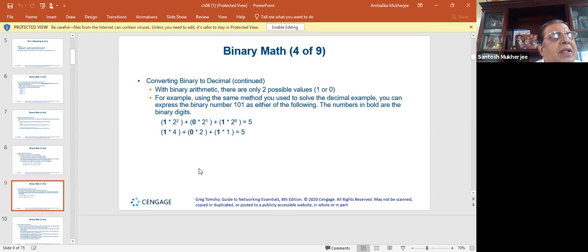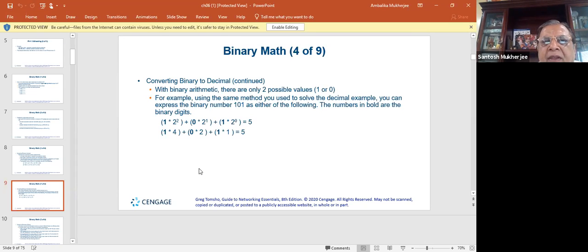If you want to represent 101, how do you do that? 1 into 2 to the power 2, which means 2 into 2, is equal to 4. 1 into 4 is equal to 4. Plus 0 into 2 to the power 1, which is equal to 0. And 1 into 2 to the power 0 is equal to 1. So it comes 4 plus 0 plus 1, which is equal to 5. See how this binary number 101 has been converted to decimal.